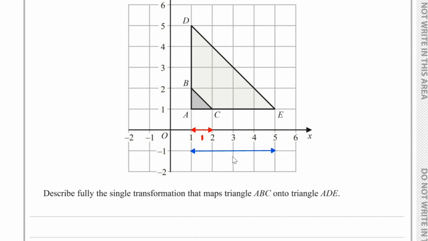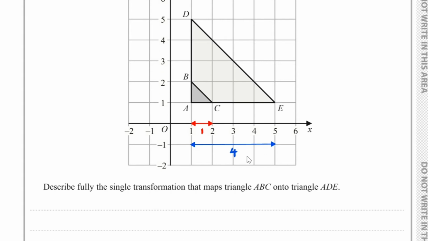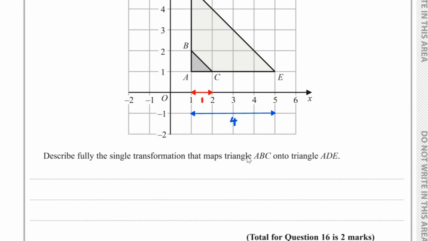Here we have 4. And so therefore, since the triangle is getting bigger by 4 times, we've got an enlargement scale factor 4 with centre 1, 1.